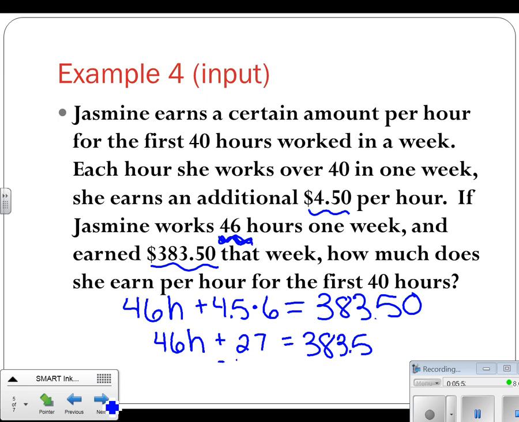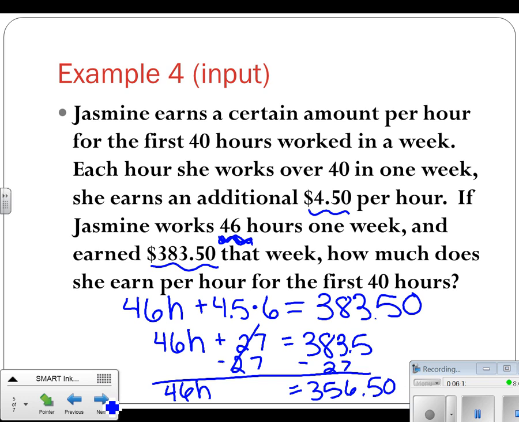So then we're going to subtract 27 from both sides. That's 0. Then we're left with $356.50. And so we still have 46. We're going to undo multiplying by 46. We're going to divide both sides. You're going to divide both sides by 46. Because that simplifies to 1, so you're left with your hours. And so now, when you take $356.50 and divide it by 46, you get $7.75 for that hourly rate, which we were looking for.